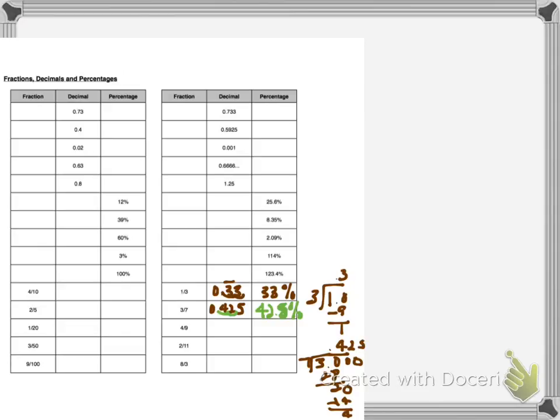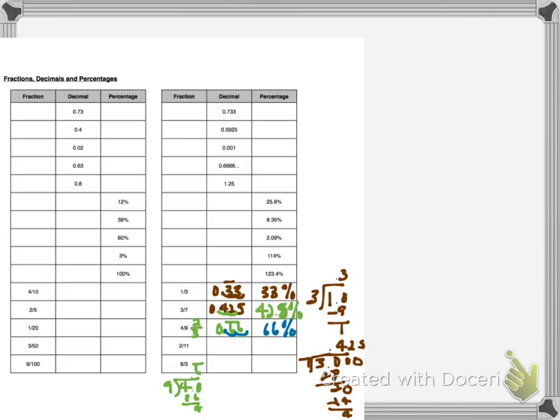All right, 4 divided by 9, 6. It's going to be a repeating 6, because this is also 2/3. So 0.6 repeating. If I do another 6, then I have enough to do 2 to the right, 66%.